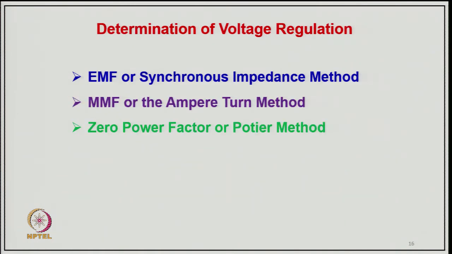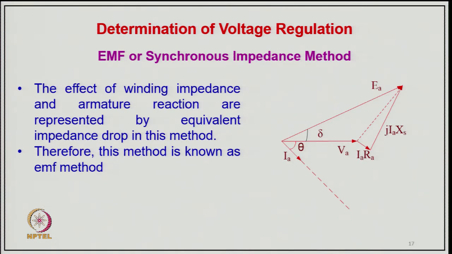So, we have many methods of voltage regulation. Here we are just showing 3 methods: the EMF or synchronous impedance method, the MMF or ampere turn method, and the zero power factor or Potier triangle method. In the EMF or synchronous reactance method, the effects of winding impedance and armature reaction are represented by the equivalent circuit impedance drop. Therefore, this method is known as the EMF method.